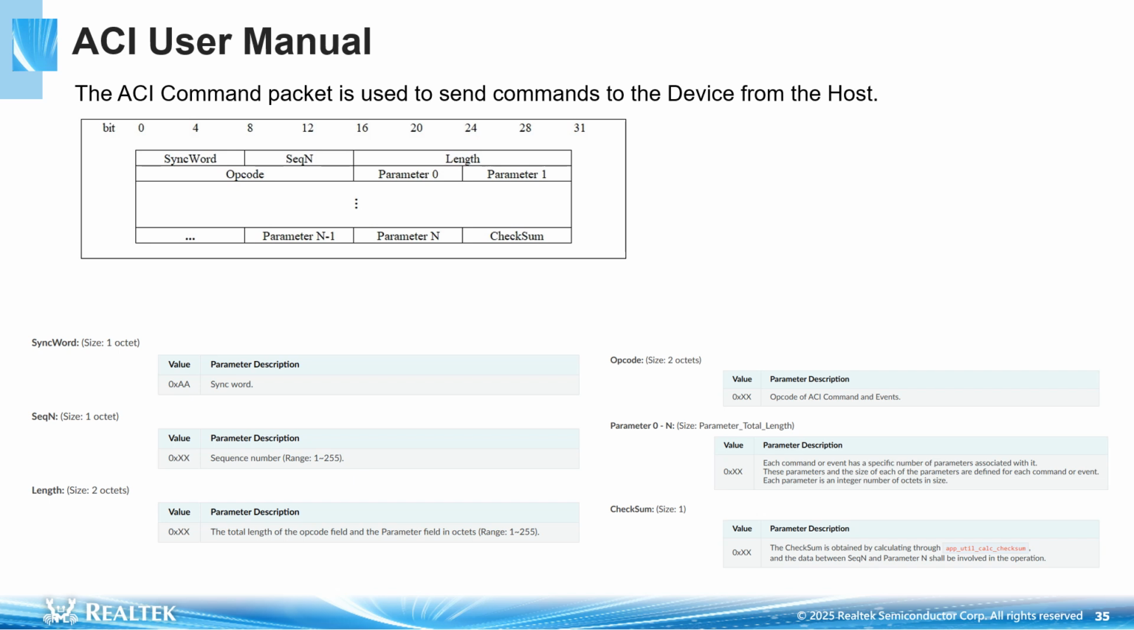Among them, the sync word is a fixed value 0xAA, the sequence number range is 1-55, and the length of all parameters contained in the package is in 8-byte units. The length includes the opcode and parameter fields, and the range is also 1-55. Opcode refers to the operation code of ACI commands and events. Each command or event has a specific number of parameters associated with it. These parameters and the size of each parameter are defined for each command or event. The size of each parameter is an octet integer. Checksum includes data fields from seqn to parameter n.